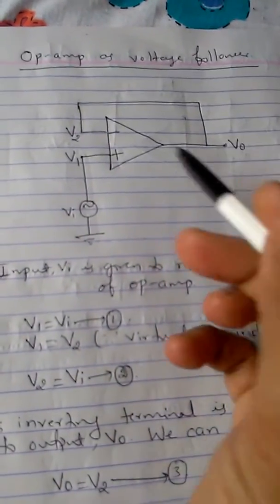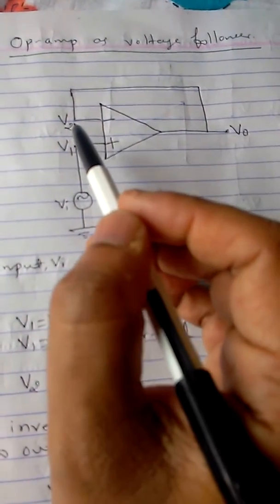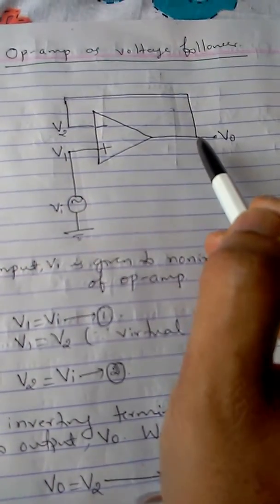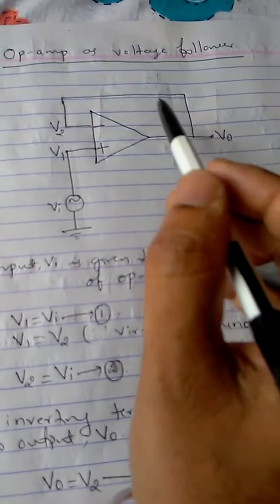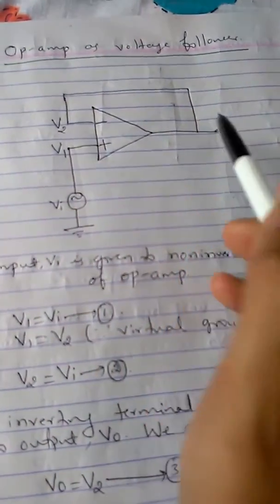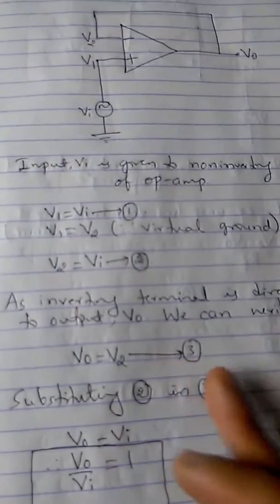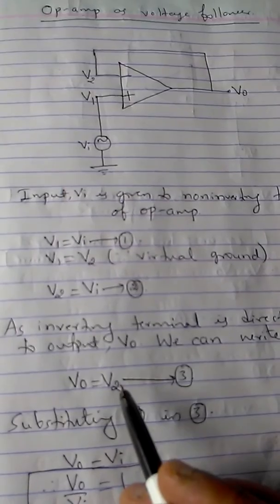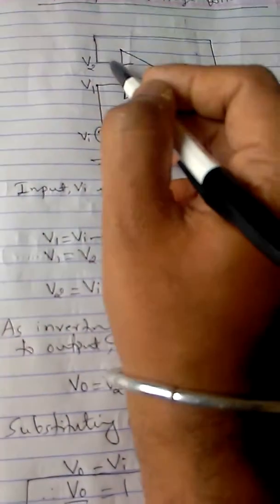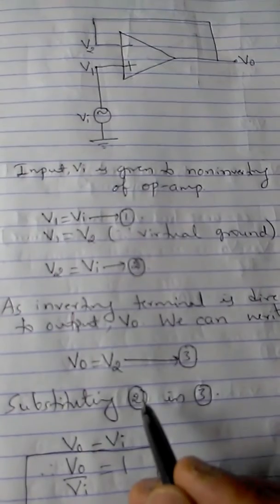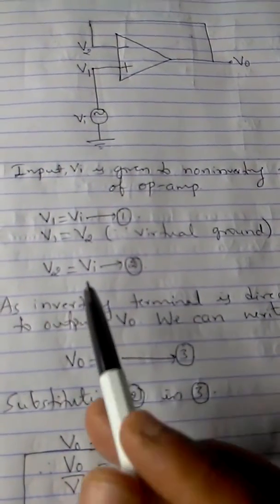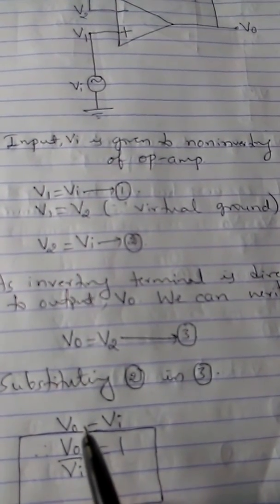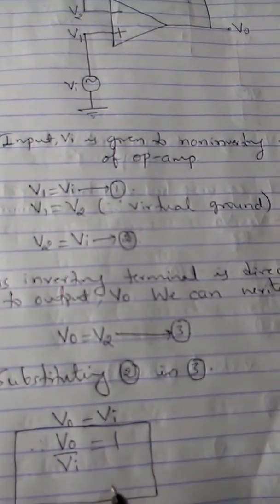Okay. So next what we need to check is, see, the inverting terminal is directly connected to the output. So I can write V naught equal to V2 because they are shorted. So V naught equal to V2 because they are directly connected. So substituting equation number 2 in equation number 3, means V2 I am replacing by Vi. So I can write V naught equal to Vi.